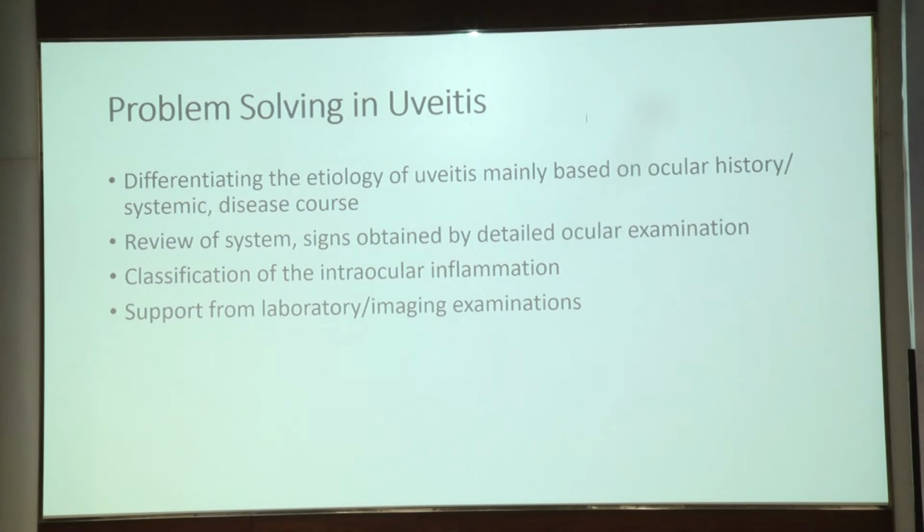So how are we going to solve this problem in uveitis? The important part is differentiating the etiology of uveitis mainly on the basis of ocular history, systemic history, and disease course. Also important is the review of symptoms and signs obtained on a detailed ocular examination. Very important is to classify the intraocular inflammation. The classification will help us in reaching the diagnosis most of the time. And also the support from laboratory as well as imaging examinations, as sir has previously emphasized.